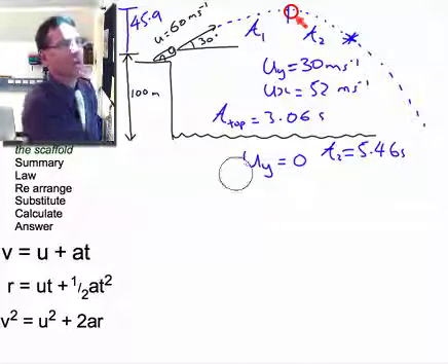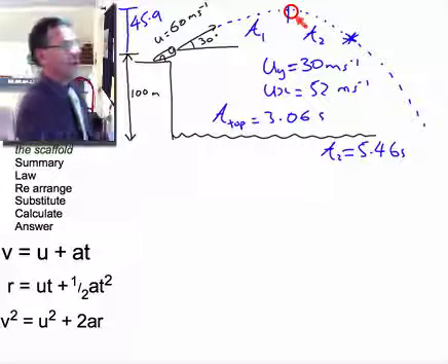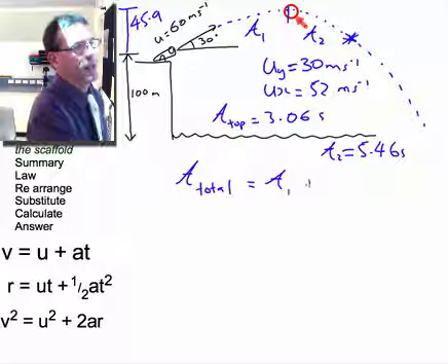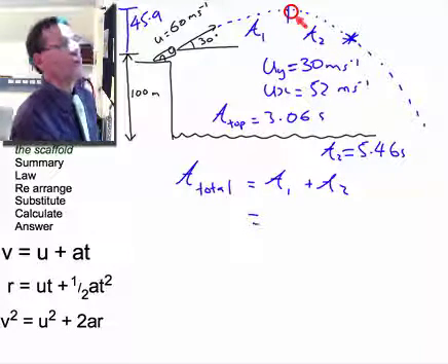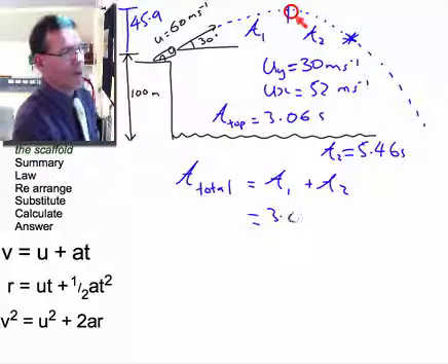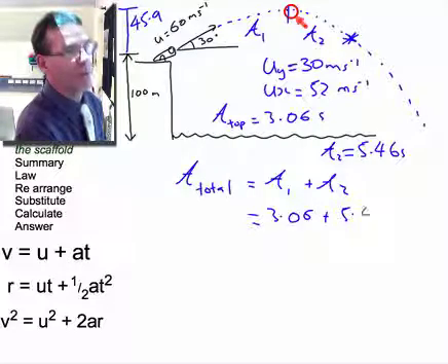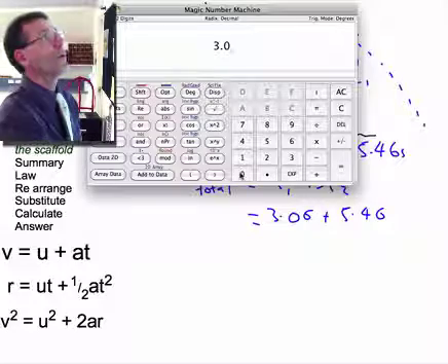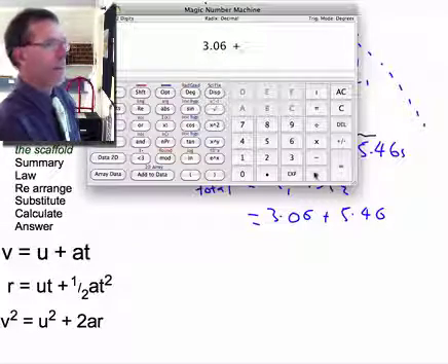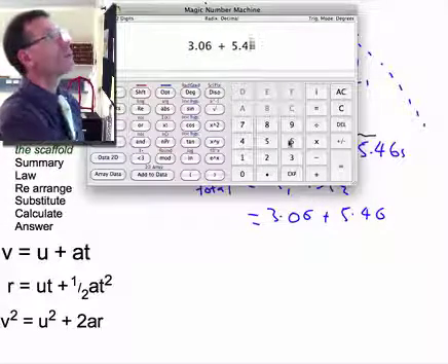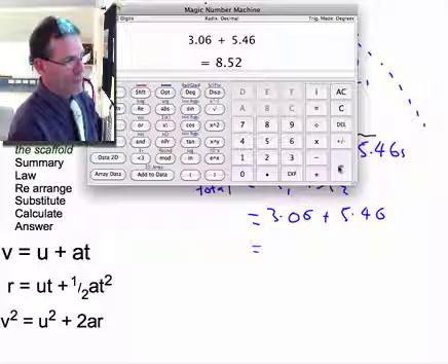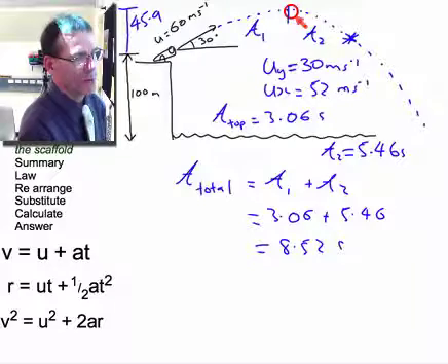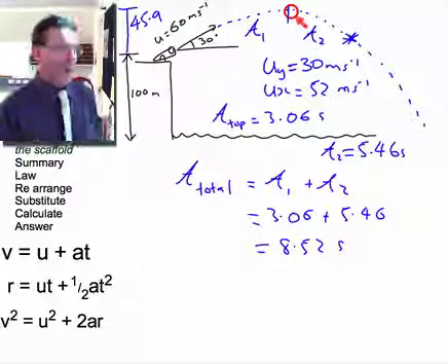Okay, we're nearly there. Now we've got our total flight time. The total time is going to be equal to t1 plus t2, which is 3.06 plus 5.46. So it's going to be 8.52 seconds. All right, we're on the home straight from here.